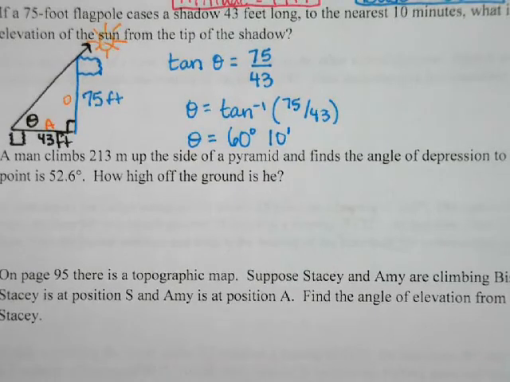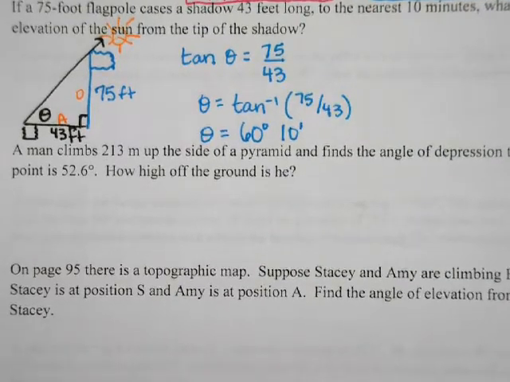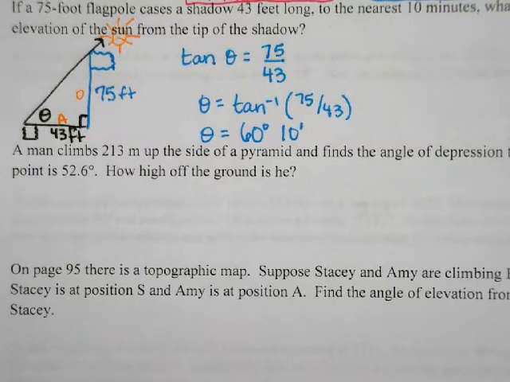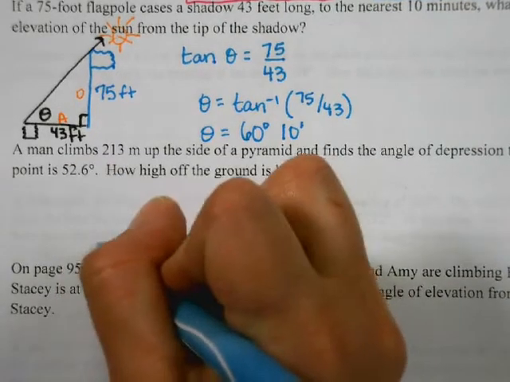All right, number 3 says, a man climbs 213 meters up the side of a pyramid and finds the angle of depression to his starting point is 52.6 degrees. How high off the ground is he? Okay, so here's his pyramid. He climbed the pyramid.